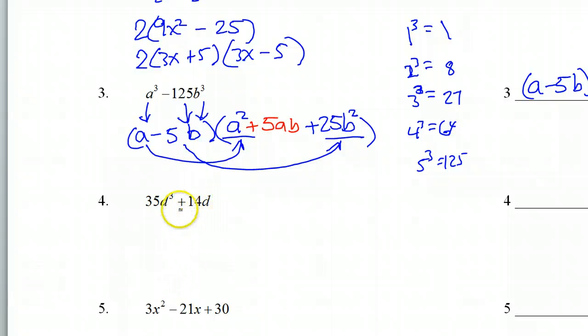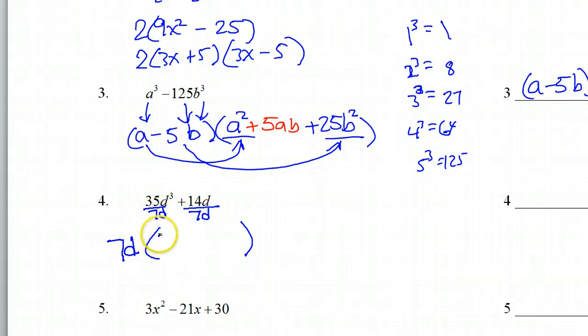Common factor. There is a common factor here. 7 goes into both of these, so I'll have a 7. But also d. See how they both have d's? They both have at least one d. So because of this, I will pull out d. So 7d. Alright, now that means I'm going to take the 7d and divide.